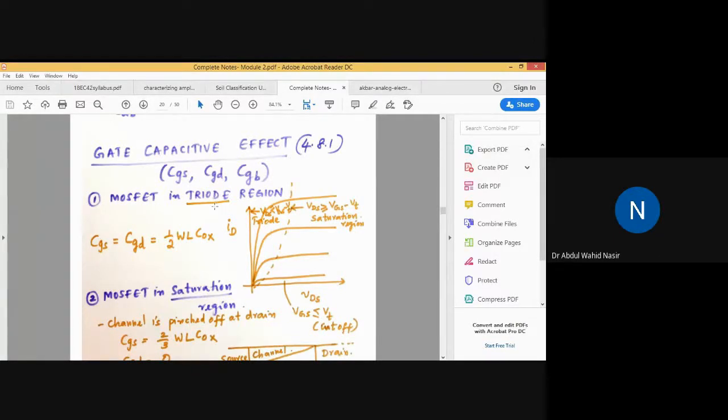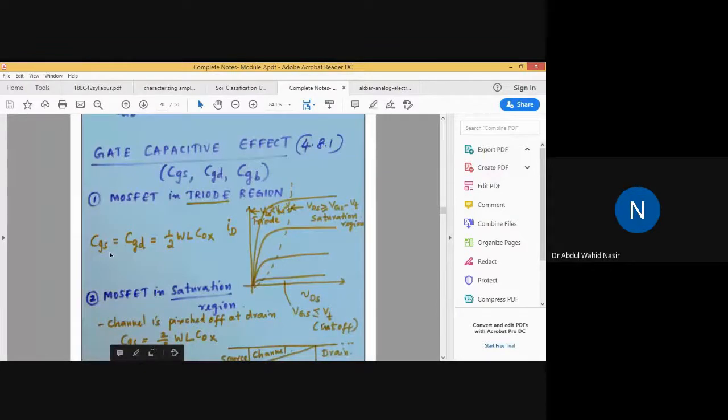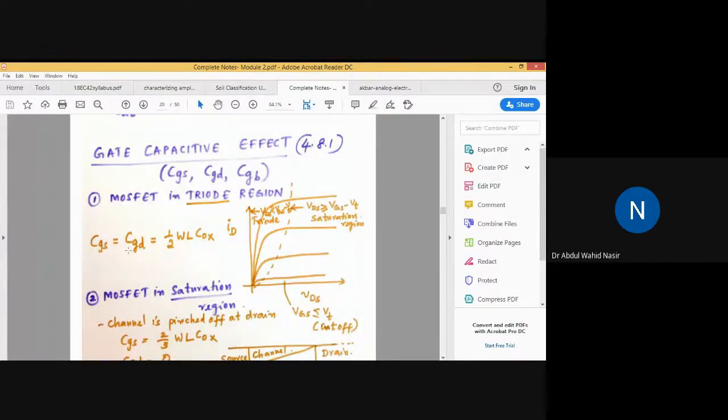You may have numericals based on this topic to find CGS and these types of internal capacitances. In the question they will mention in which region the MOSFET is operating, and based on that region you have to use a different relation. In the triode region, CGS is equal to CGD, which is equal to half WLCOX. You need to know this relation.